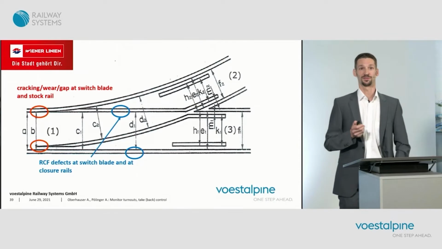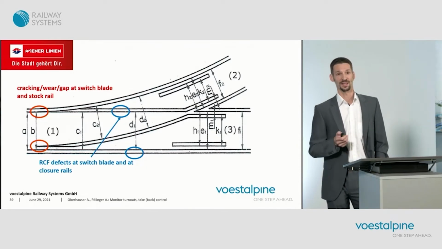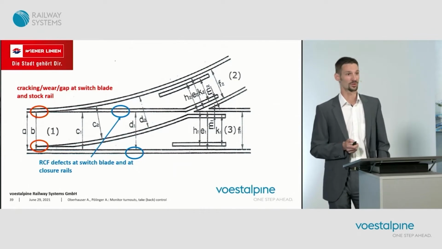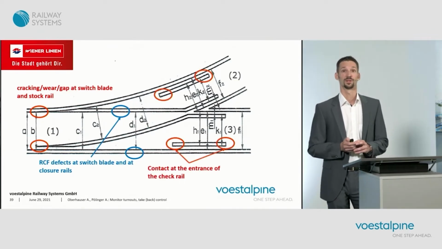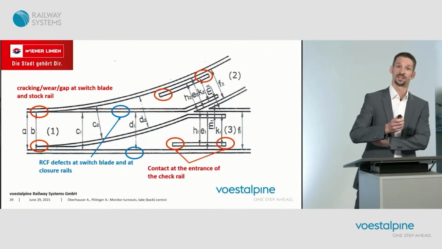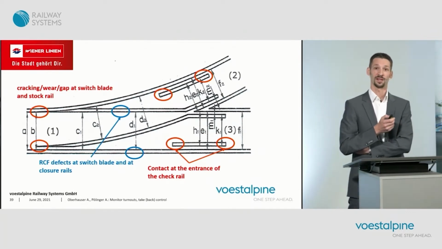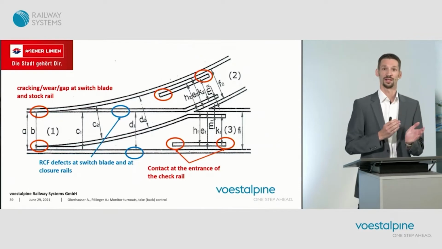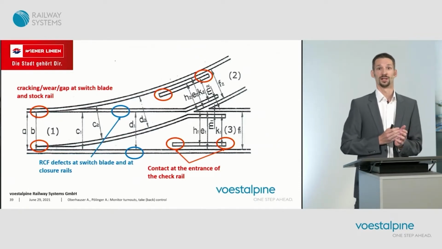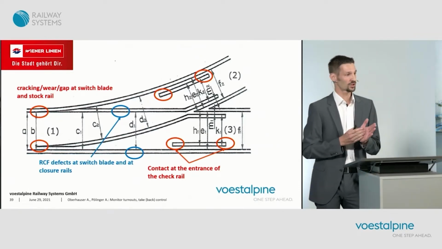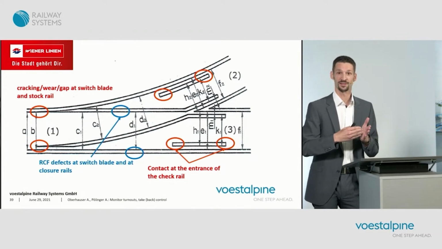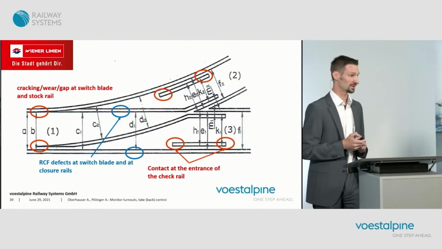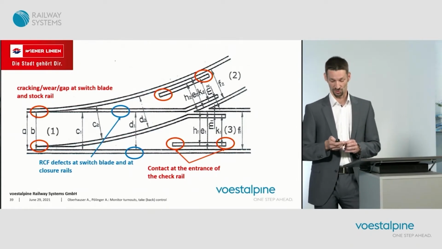Another typical defect which is found are RCF defects, which occur at the switch plate and at the closure rails itself. Another defect which we often find is contact between the wheel flange and the check rail itself. This leads to friction, this leads to lateral forces on the check rail itself, and leads to bad ride quality when passing over the major switch.